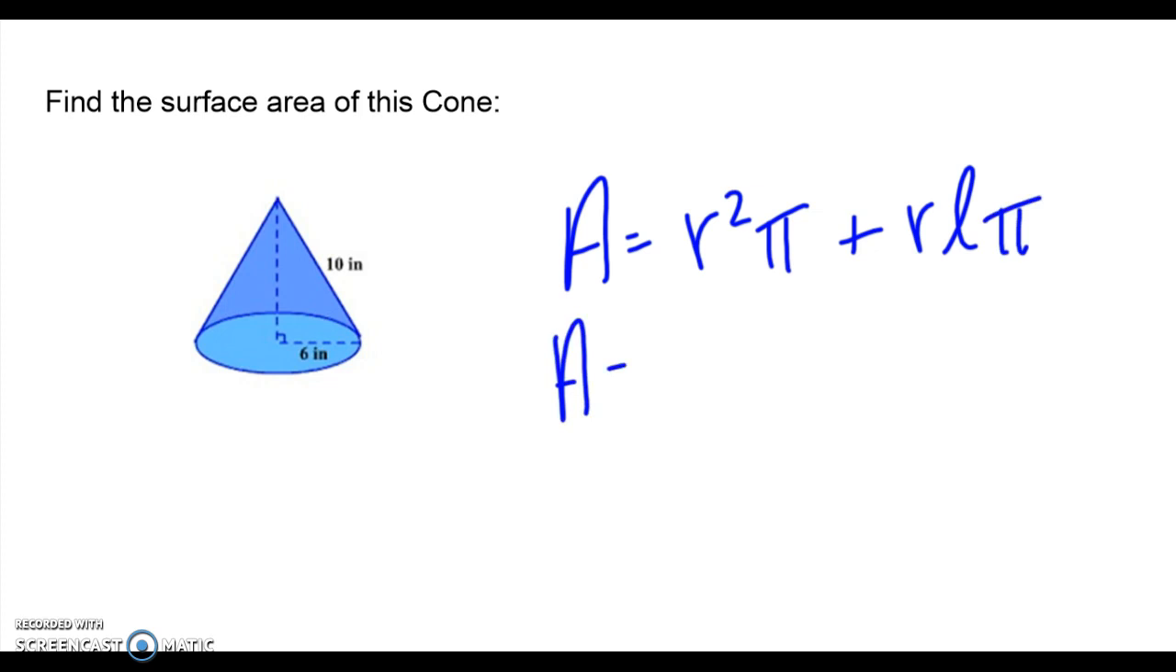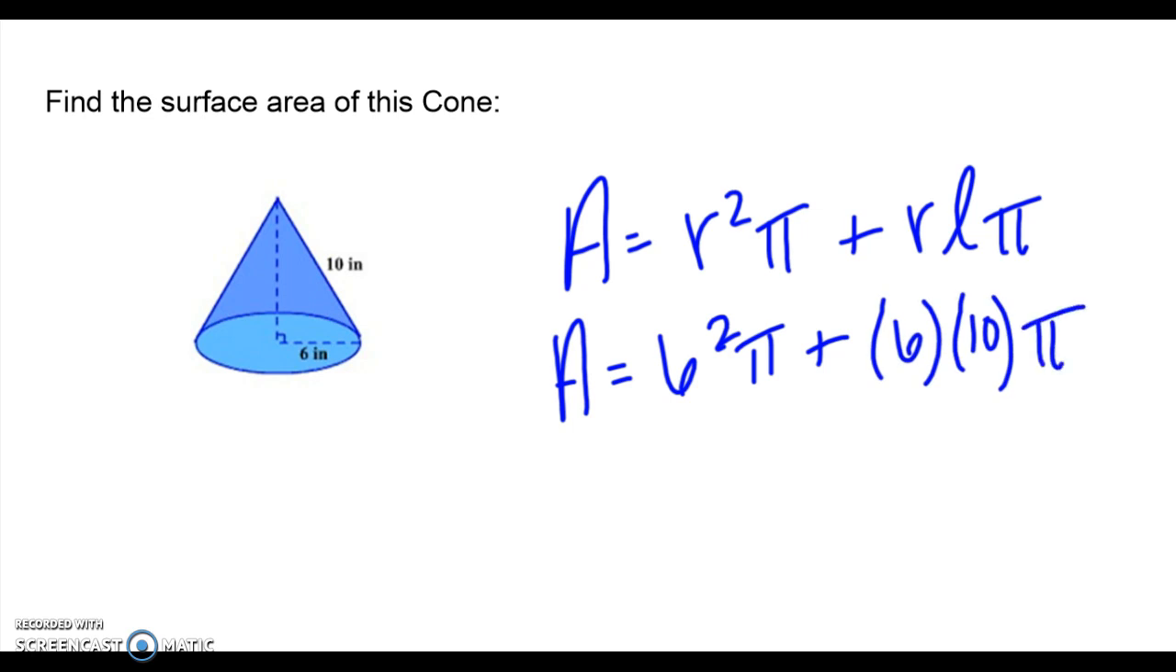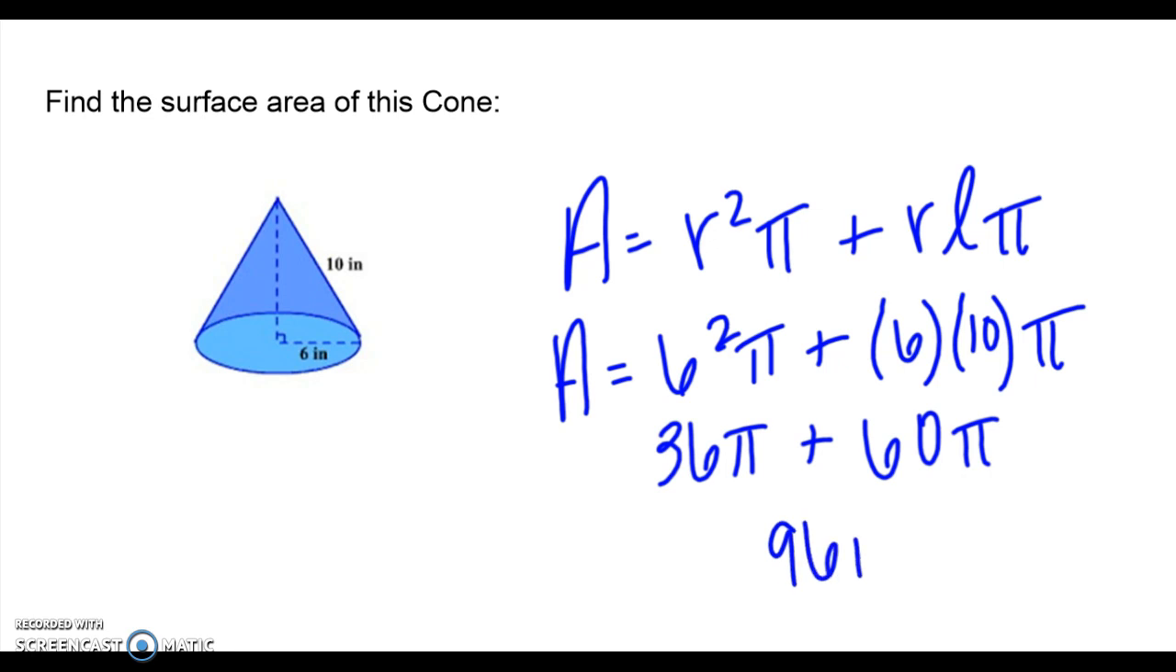So we're going to plug in what we know. They gave us slant height and they gave us radius, which is all we need to find the surface area of a cone. Area of the base, 6 squared times pi, and then plus the radius times the slant height times pi. I would love it if you could keep it in terms of pi. I know that's sometimes hard for some of us. We end up with 60 pi here. 60 plus 36, we end up with 96 pi inches squared.